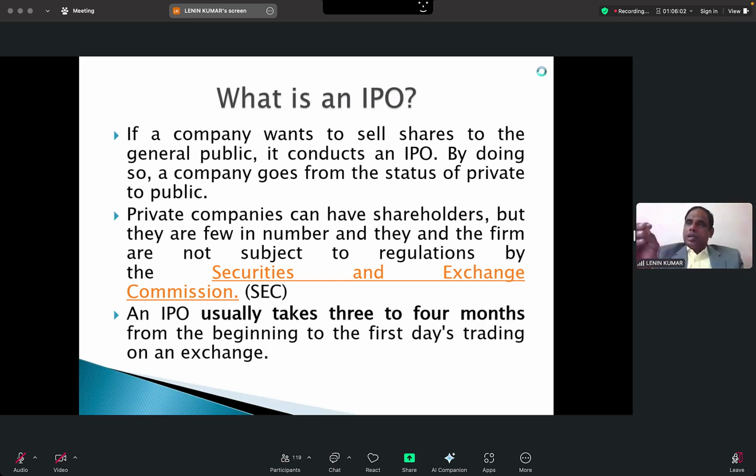Okay, initial public offering in the sense first time the company is issuing shares to the public. That's it. Very simple explanation. IPO is nothing but the company, whatever may be the company, they have so far not issued shares to the public. So this is the first time they are going to issue shares to the public. That is the explanation for IPO. Okay, I hope it is very clear for you to understand this concept.